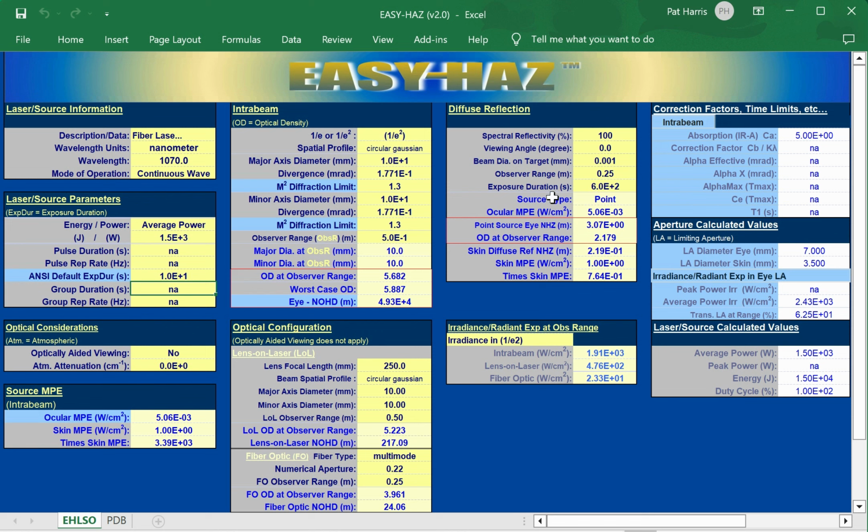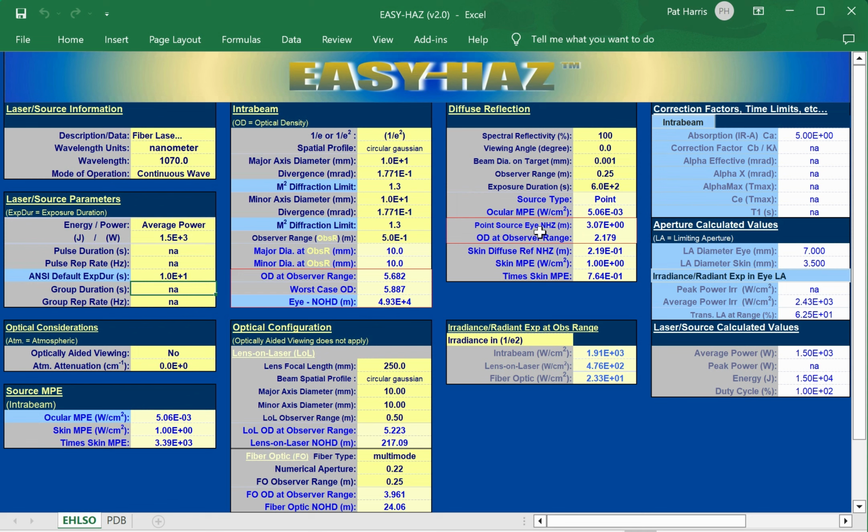The exposure duration that we typically set for diffuse reflections as a default is 600 seconds, assuming service techs or whomever may be wanting to look at the spot using either infrared detectors or some other method for taking a look at the output. So we typically put about 600 seconds in here. But as I mentioned, it doesn't really matter whether you put 10 seconds, 600, or 30 seconds. The MPE is the same. You can see it here. The MPE is the same for 600 seconds as it is for 10 seconds.